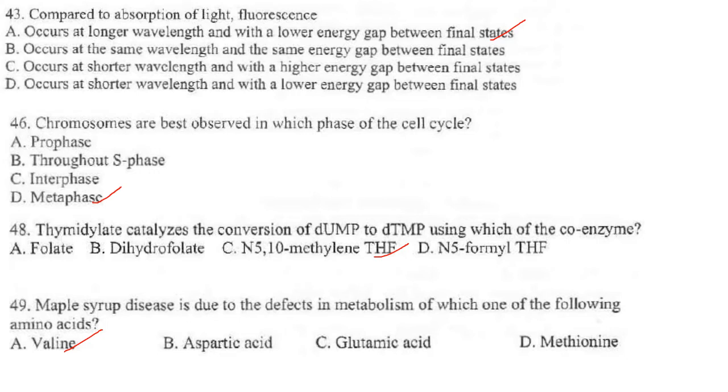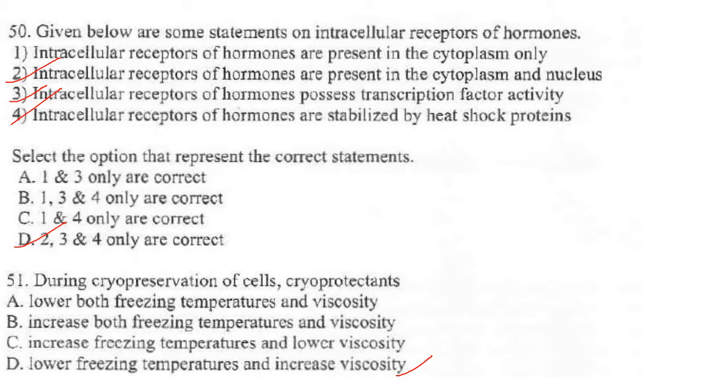Maple syrup urine disease is due to defects in metabolism of which one of the following amino acids? It is valine. Answer is option A. Then given below are some statements on intracellular receptors of hormones. Intracellular receptors of hormones are present in the cytoplasm only. Intracellular receptors of hormones are present in cytoplasm and nucleus. That is correct. Intracellular receptors of hormones possess transcription factor activity. Yes. And intracellular receptors of hormones are stabilized by heat shock protein, of course. So 2, 3, 4 are the only correct options. So answer is option D.